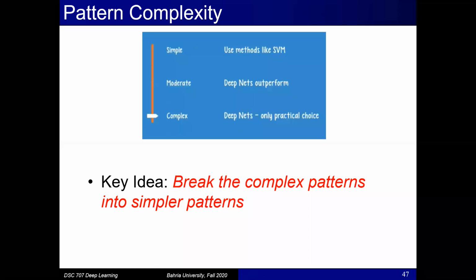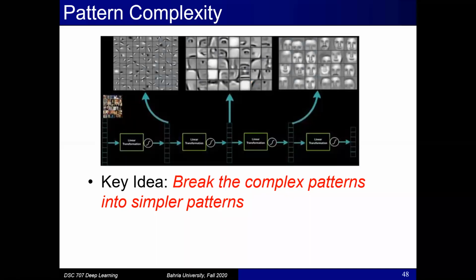Now, what is the key idea of deep networks? It's a fairly simple idea that is again inspired from the human brain. The idea is that whenever you have a complex pattern, you break it into simple patterns. This is a very simple idea on which the whole of deep learning relies. Now, what does that mean?